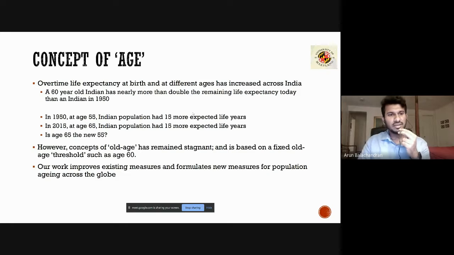And in India itself, we can see that over time life expectancy at birth has increased.